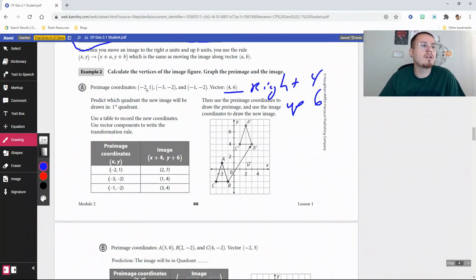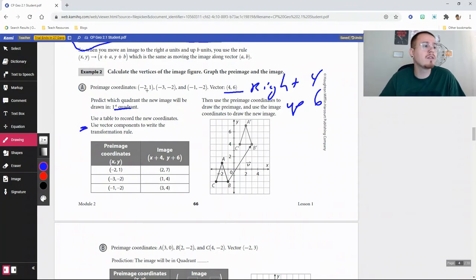Predict which quadrant. Well, it's here in between. I've got to always double count these, 2 and 3. If it's going up and to the right, there's not really much confusion there with those numbers. It's got to be in quadrant 1. And then we're going to write the new coordinates. So you can use the vector components to avoid having to draw this out, sketch this out. You can just do the math.